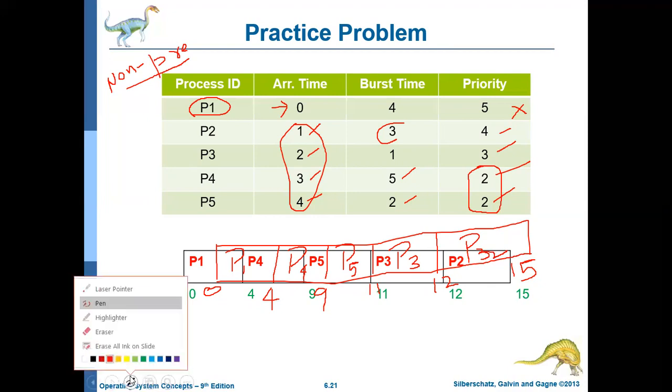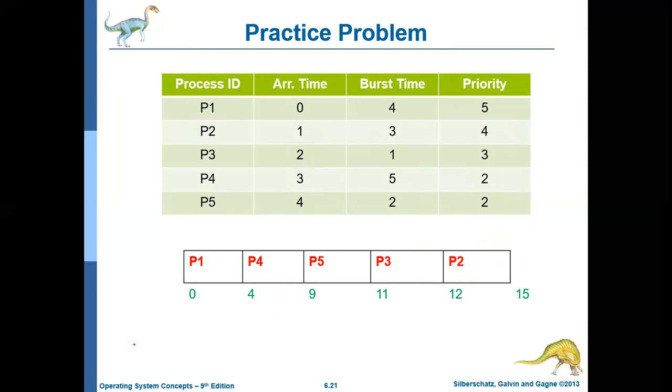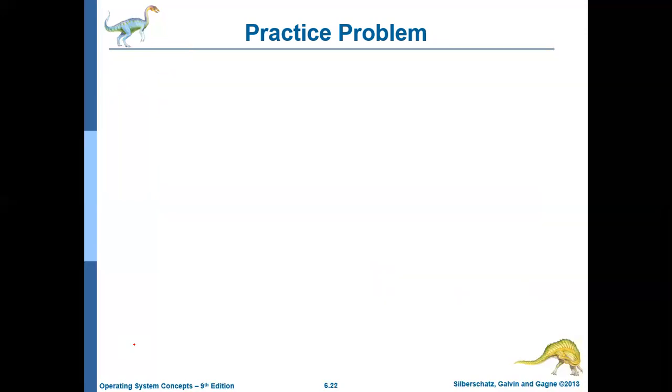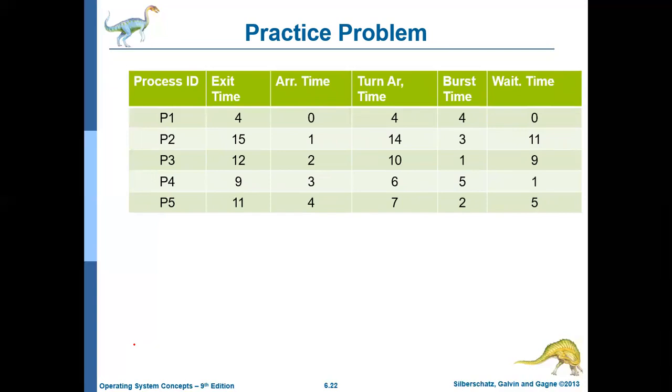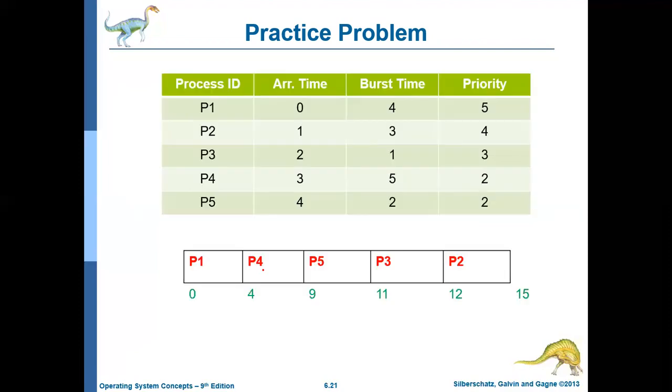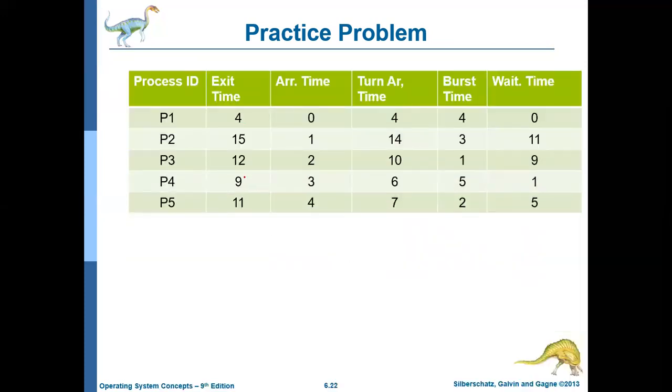Now from this, you can identify the average waiting time and the average turnaround time. This table contains all information like process ID and exit time. To calculate turnaround time, we need the exit time and the arrival time. The exit time is identified from this Gantt chart. The exit time for P1 is 4, P2 is 15, P3 is 12, P4 is 9, and P5 is 11.